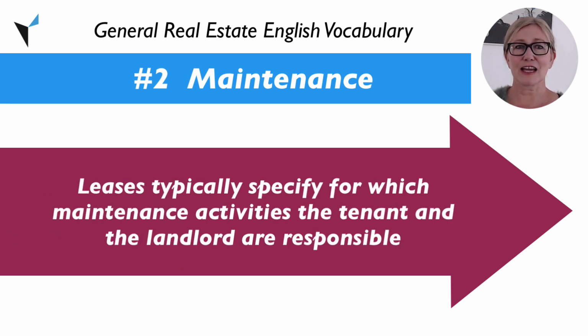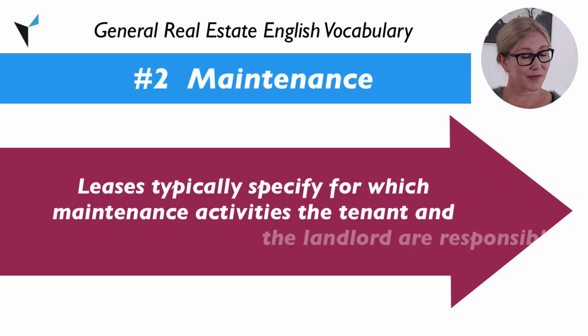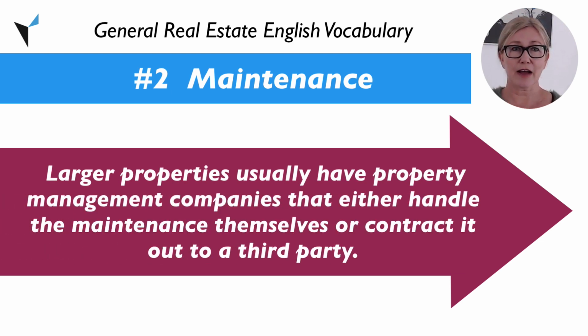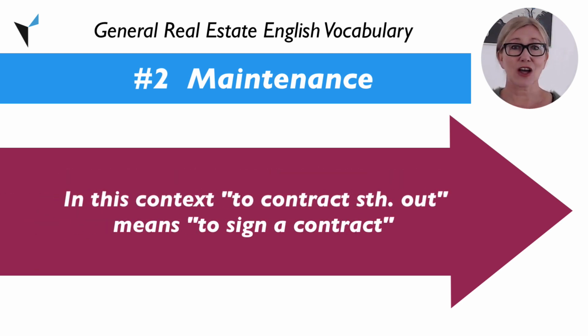A lease signed by a tenant and a landlord will typically specify which maintenance activities the tenant is responsible for and which are the responsibility of the landlord. Larger properties usually have property management companies that either handle the maintenance themselves or contract it out to a third party. In this context, to contract something out is another way of saying to sign a contract.